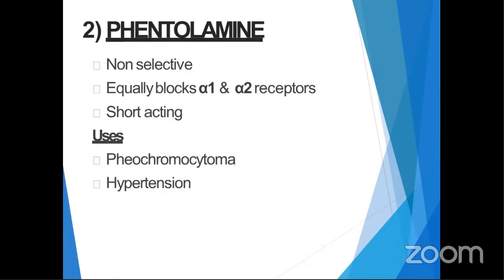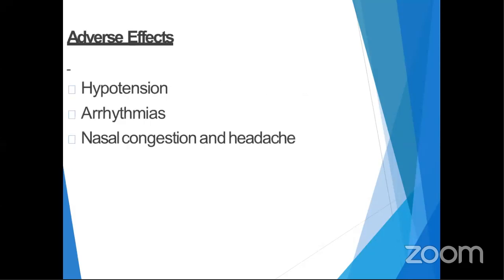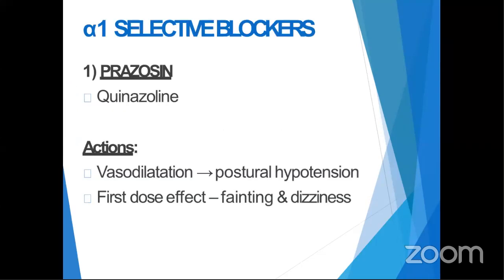The second drug is phentolamine. As I've told you, it's non-selective, it equally blocks alpha 1 and alpha 2, it's short acting, and uses are almost the same. Adverse effects are also almost the same: hypotension, arrhythmias, nasal congestion, and headache. Arrhythmias can also happen with the use of phenoxybenzamine, as the beta receptors are not blocked by the alpha blockers. Now we come on to alpha 1 selective blockers.